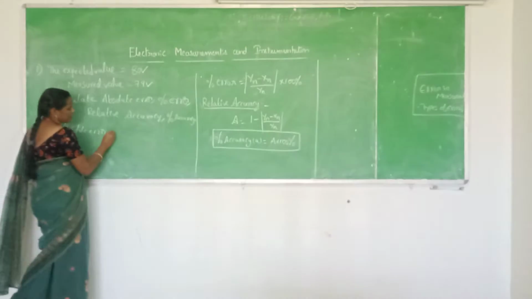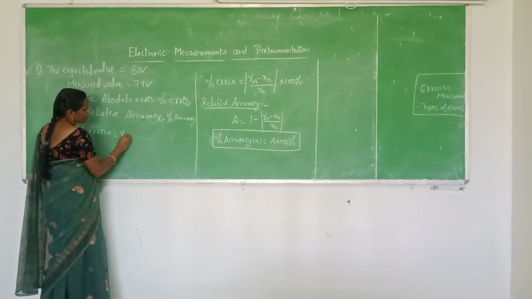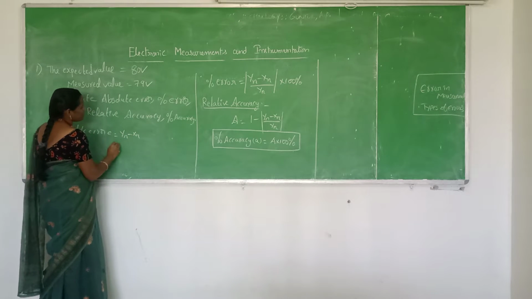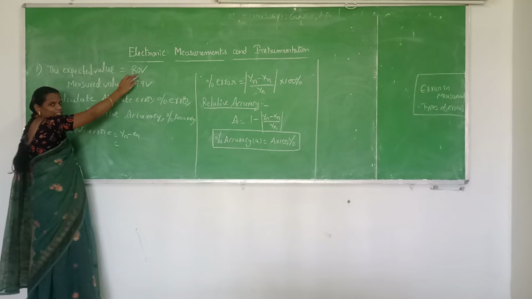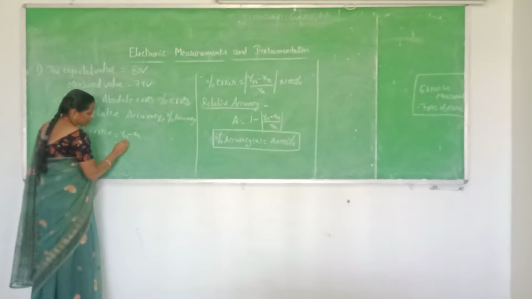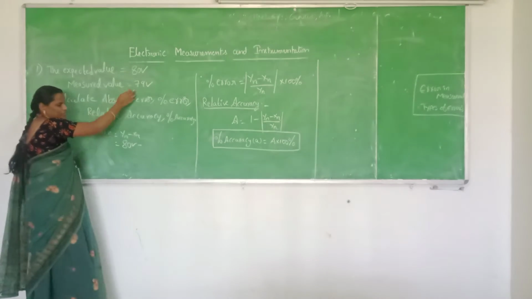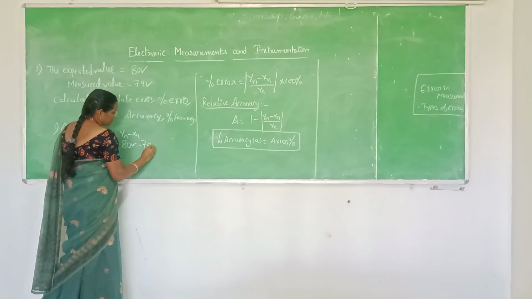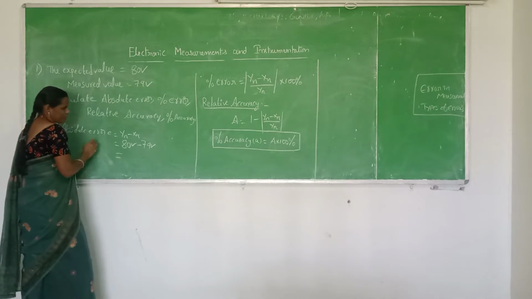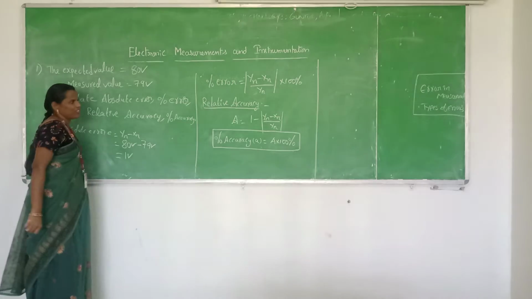Absolute error equals yn minus xn. Here yn is the expected value, which is given as 80 volts, and xn is given as 79 volts. So the absolute error equals 1 volt.